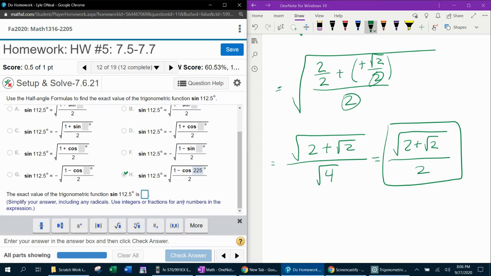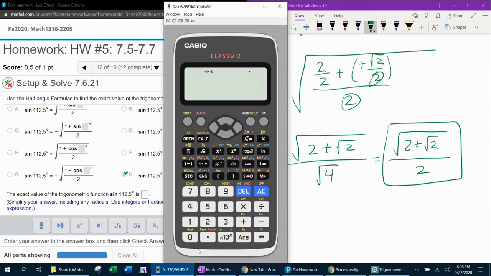And what I would like to do real quick is check that with the calculator. Sine of 112.5 in degree mode. Sine of 112.5 is, whoops, my calculator gave a decimal. It didn't actually give this answer, but what I'm going to do is check and see if this answer is correct, okay? If I put the radical answer in the calculator and it comes up to be the same decimal answer, then I know that the answer is correct, okay?